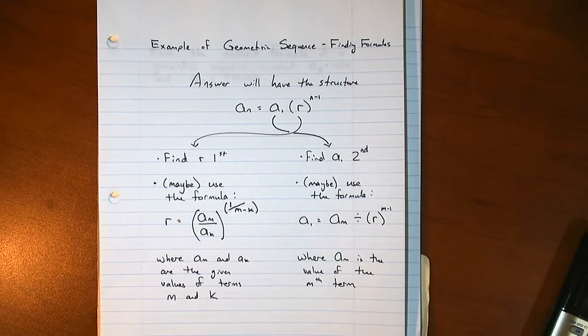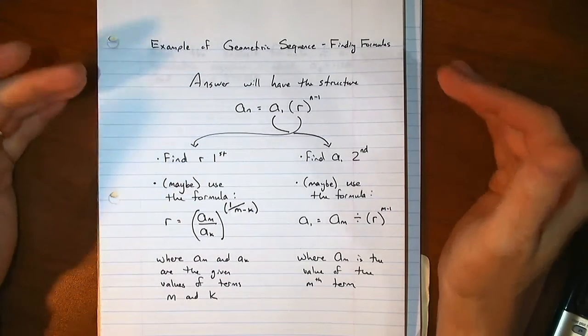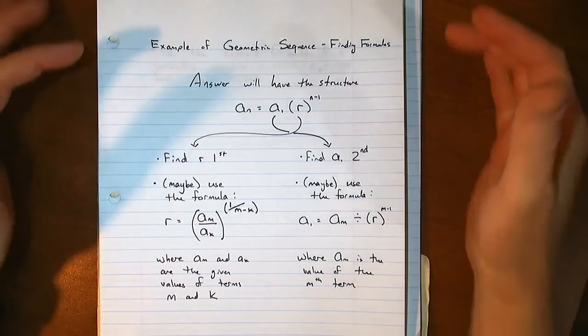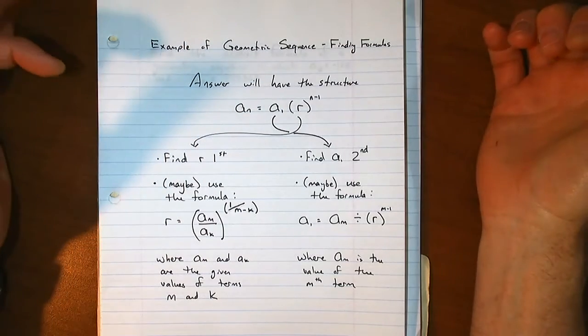You can see here, I haven't even bothered to write down a learning objective or anything. The learning objective is to be able to use these formulas to find the explicit definition or the explicit formula of a geometric sequence, okay?